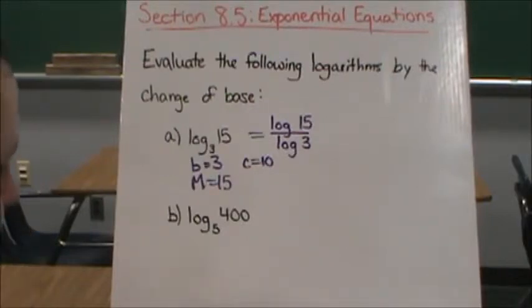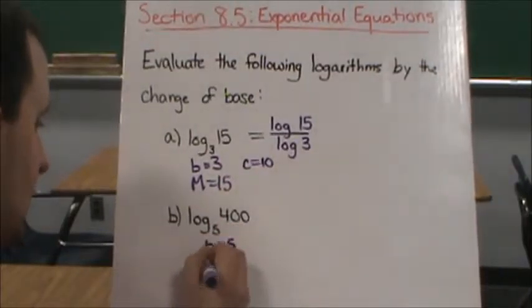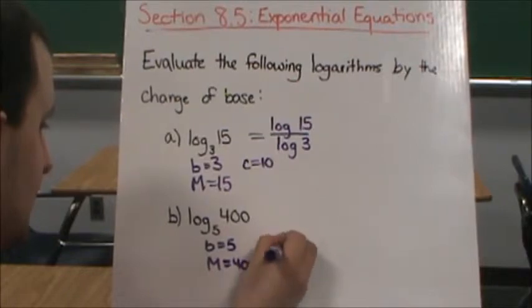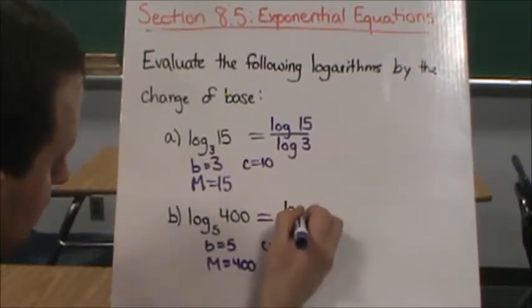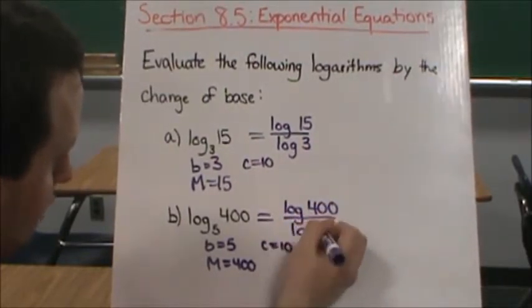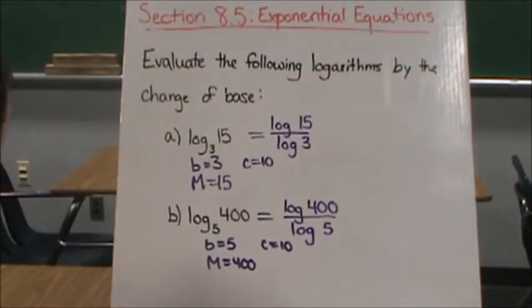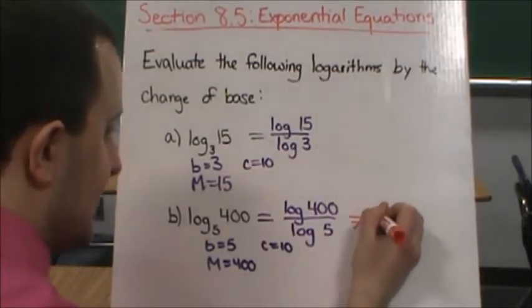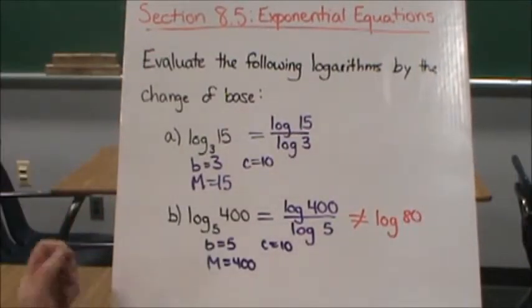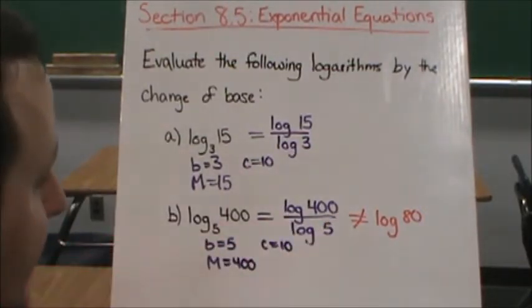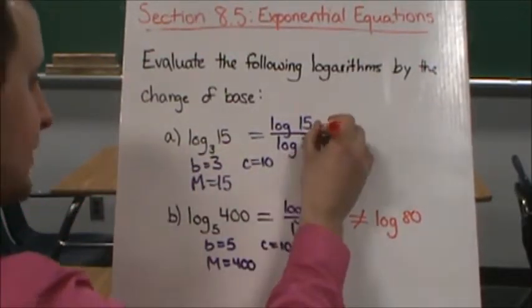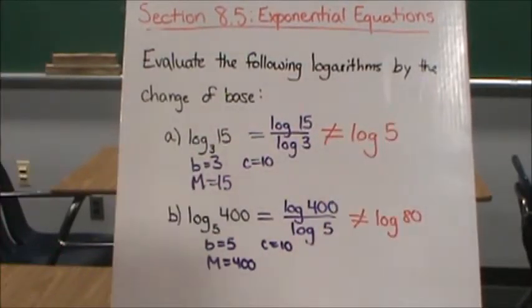For the second example, we have log base 5 of 400. Our base is just 5, our m value is 400, and it's assumed that our c value will be 10. So log base 5 of 400 will equal log of 400 divided by log of 5. And that's exactly what log base 5 of 400 is equal to. Log of 400 divided by log of 5. And that is not equal to log of 80, because you cannot divide the 400 and the 5, because you're evaluating log of 400 and log of 5, and then dividing. Likewise for log of 15 and log of 3, that is not equal to log of 5. So that's how you evaluate them precisely.